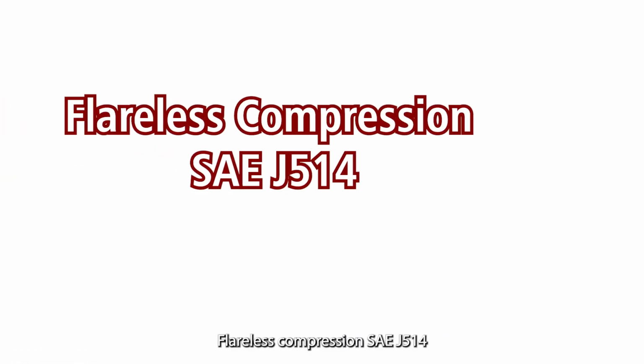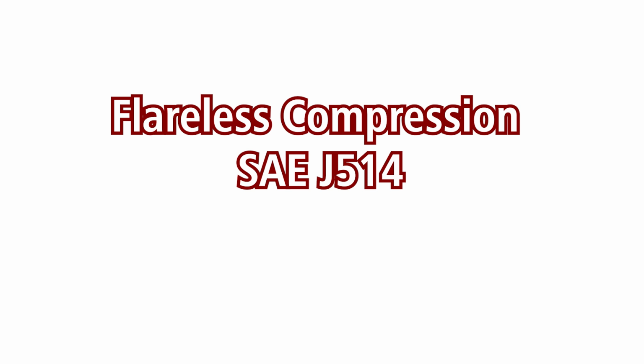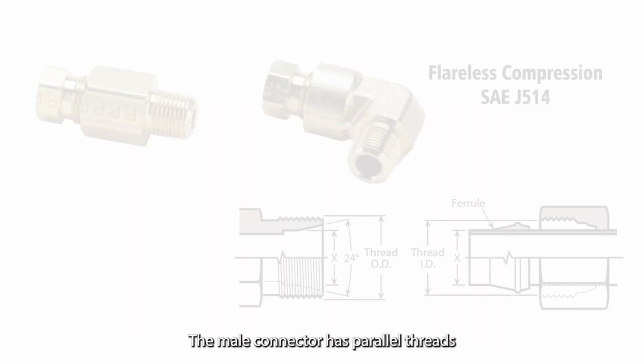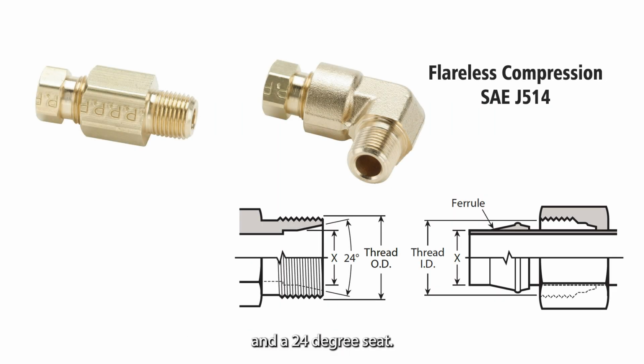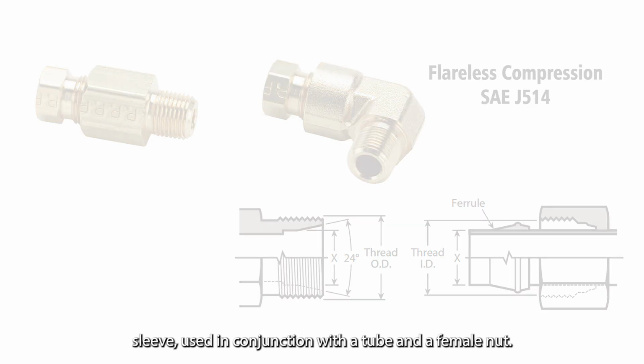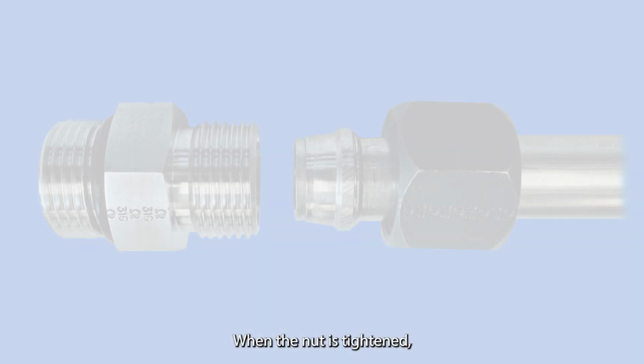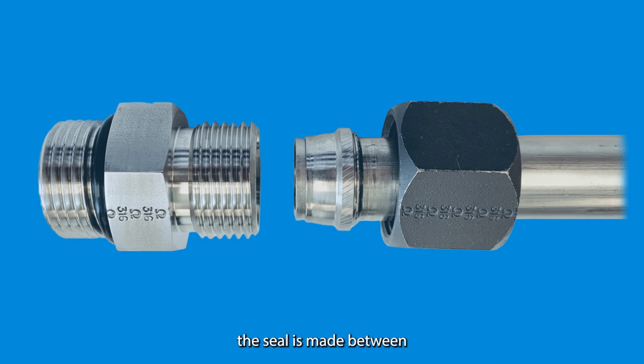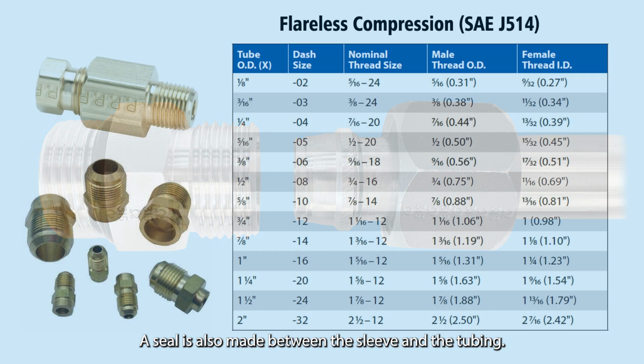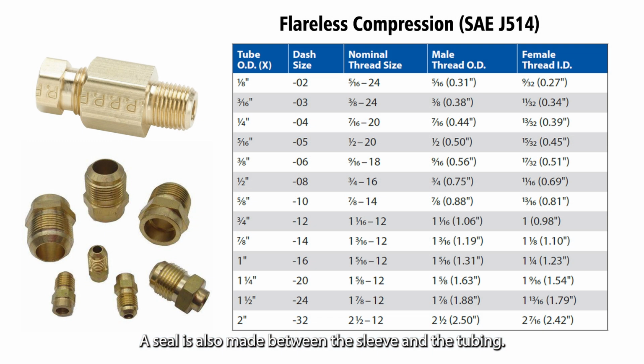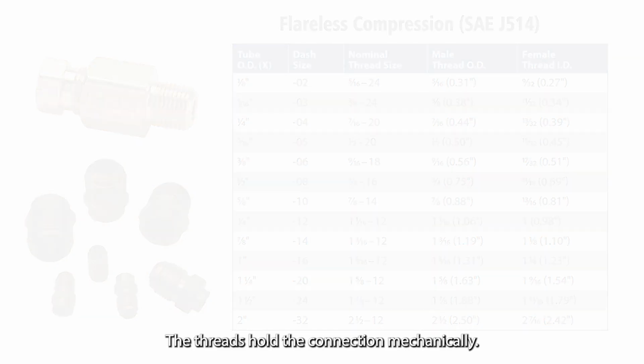Flareless Compression, SAE J514. The male connector has parallel threads and a 24° seat. The female half of this connection incorporates a bite-type ferrule sleeve used in conjunction with a tube and a female nut. When the nut is tightened, the seal is made between the sleeve and the 24° seat. A seal is also made between the sleeve and the tubing. The threads hold the connection mechanically.